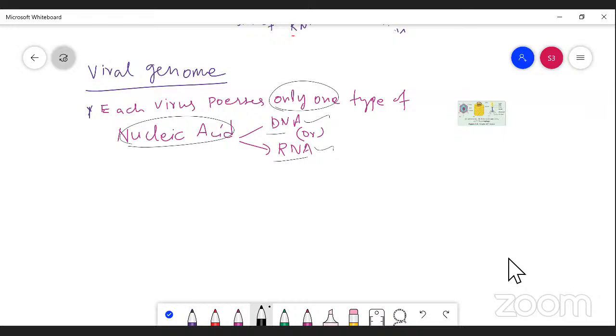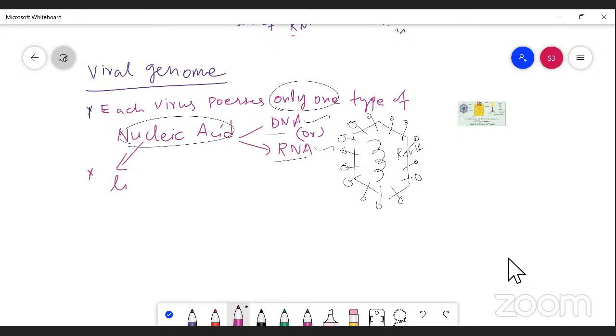For example, tobacco mosaic virus has a single strand of RNA. It is found with only RNA, covered by a protein coat. This type of RNA virus possesses only RNA, not DNA. The nucleic acids may be linear or circular, either linear or circular.